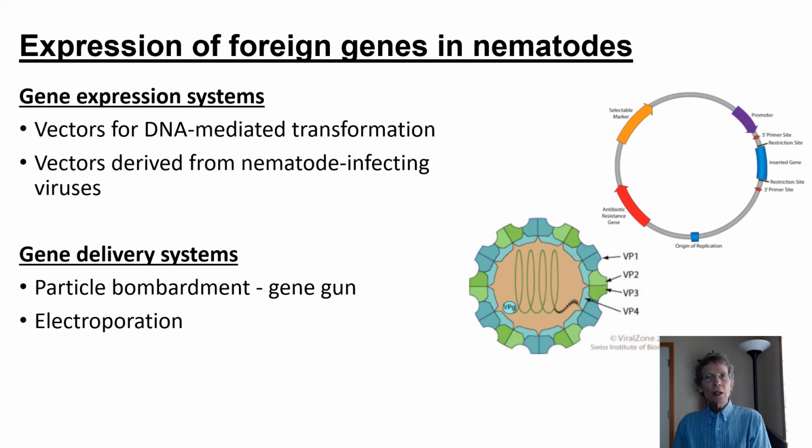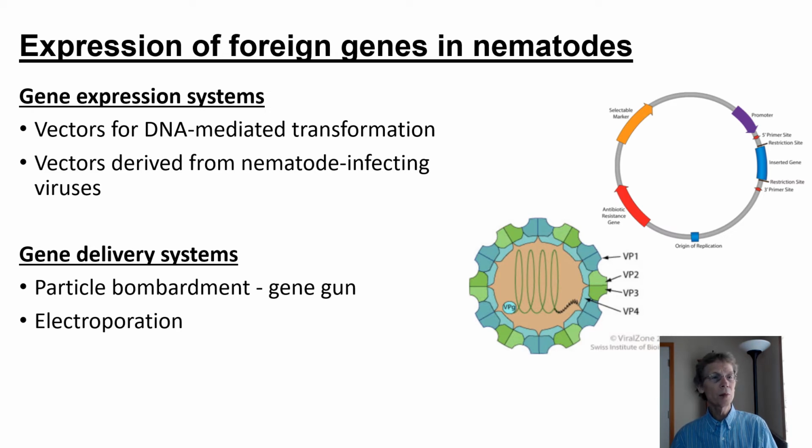So to do this, we need to develop systems to express genes in nematodes. We're working on two different strategies. We have vectors for DNA-mediated transformation, illustrated by the circular plasmid up here with antibiotic resistance markers, selectable markers, promoters and genes. And then we're also working with virus vectors, where we're attempting to take a virus that infects nematodes and use that to express genes in nematodes.